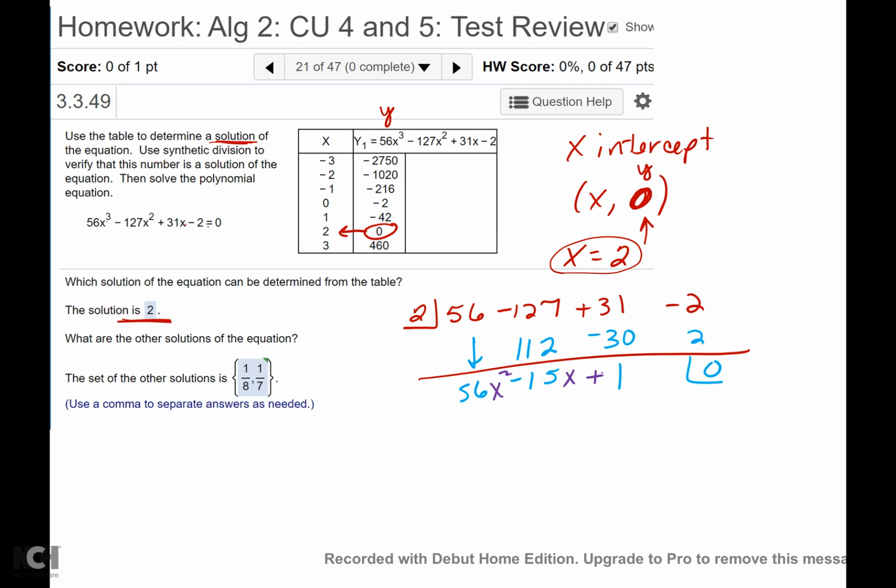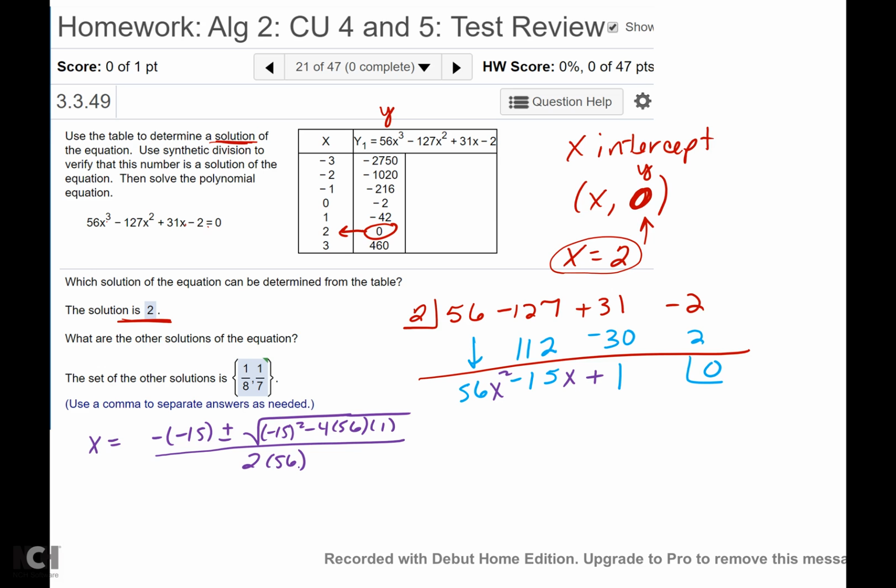So now I have to solve this. Okay? 56 times 1 is 56. Factors of 56 that make 15. Yeah, I don't know. I don't want to factor this one. Let's do quadratic formula. So x equals negative b plus or minus the square root of b squared minus 4 times a times c all over 2 times a.